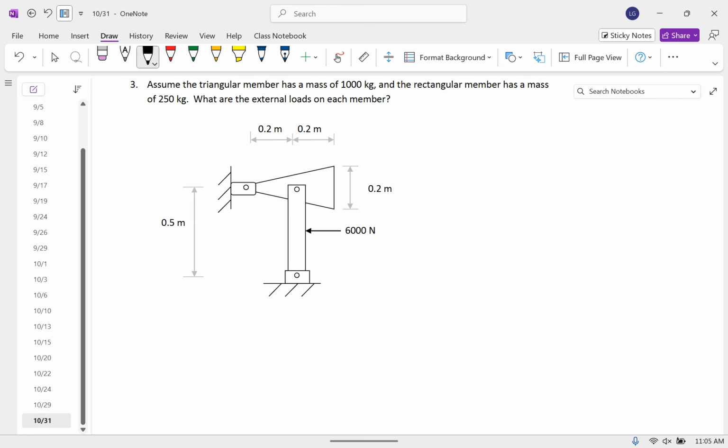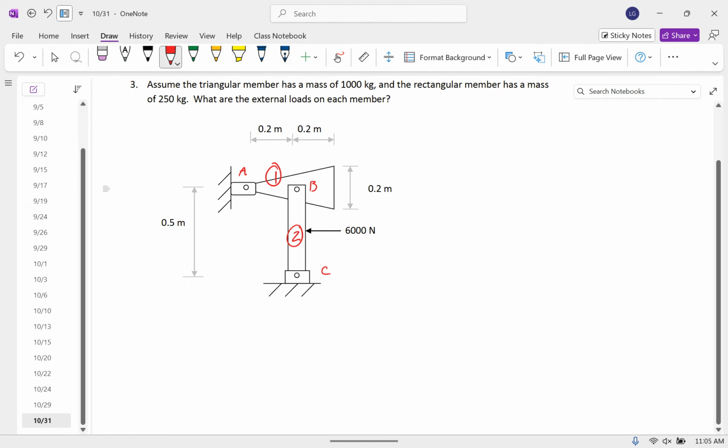Okay, so I'm going to label this one 1, this one 2. In the end, all the answers will be the same, but things will look different as you go if you label them differently. And I'll call this A, B, and C.